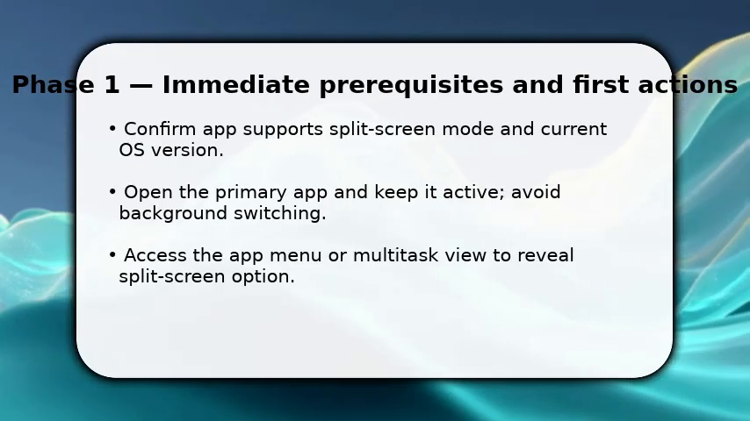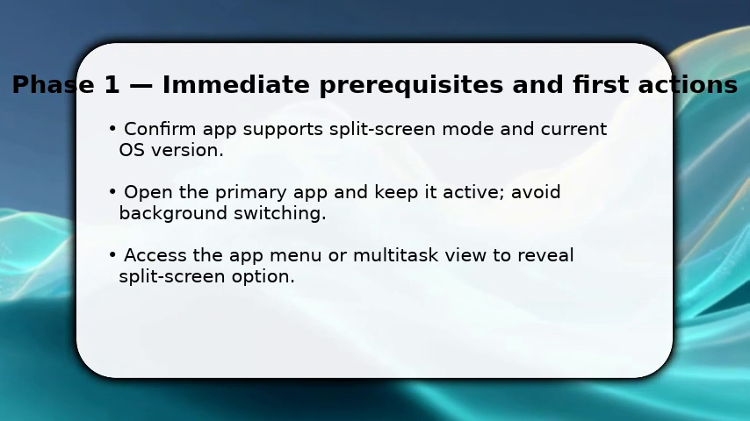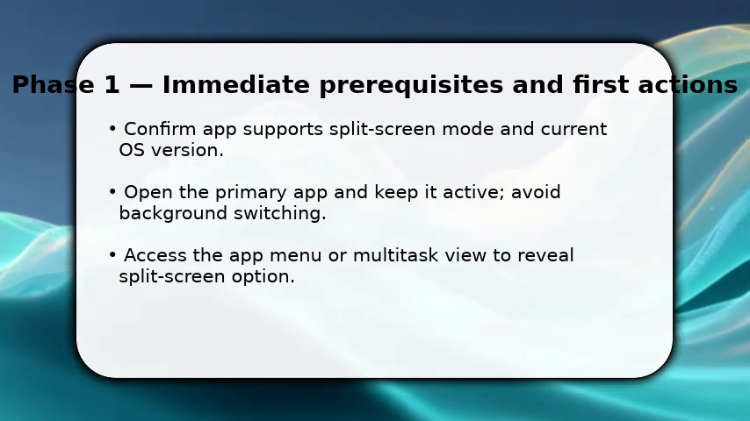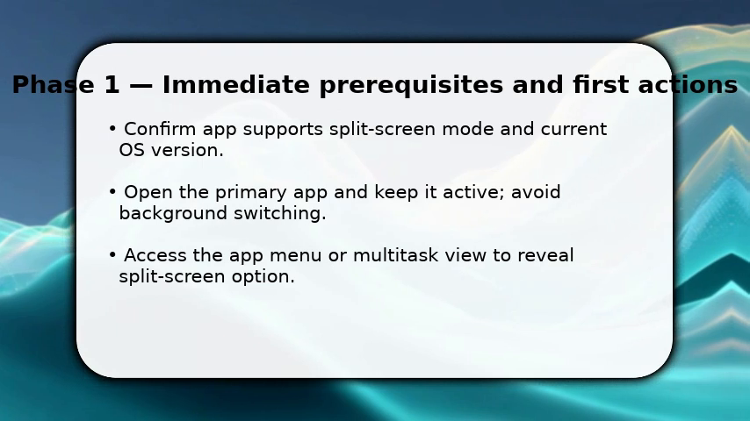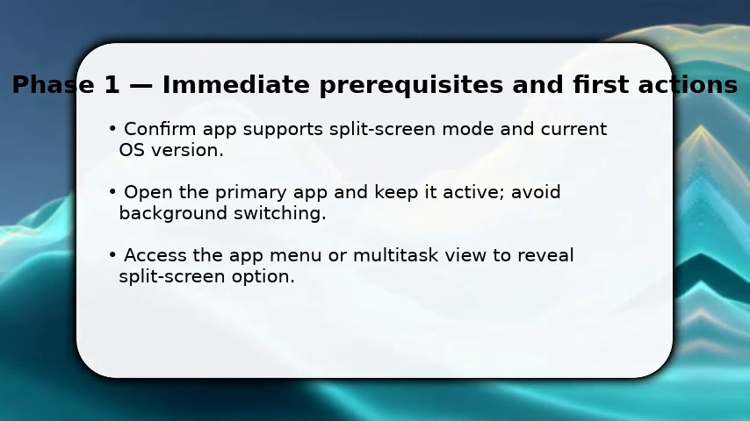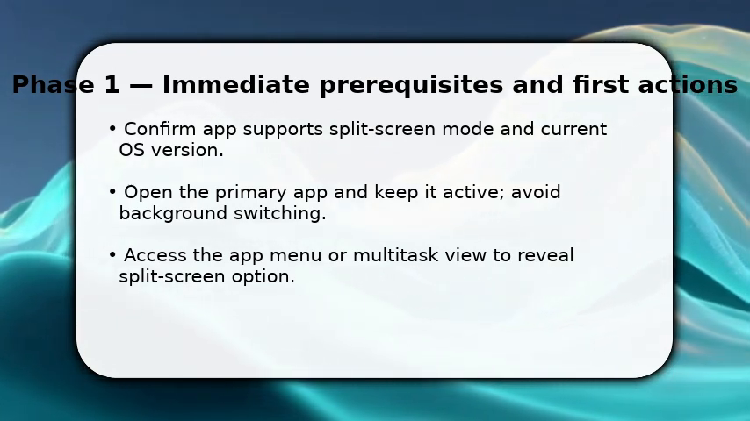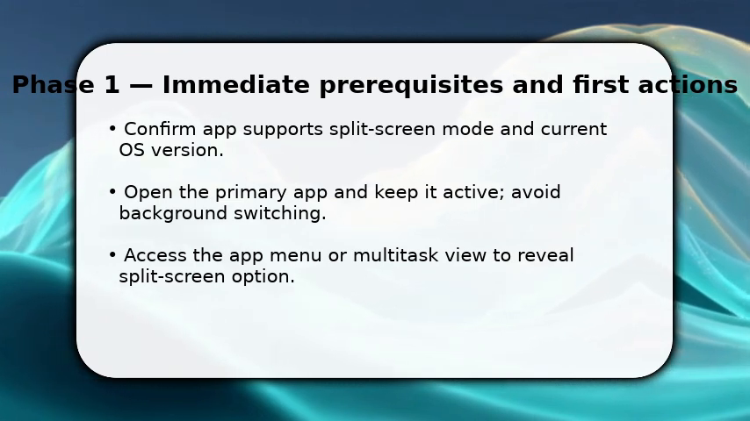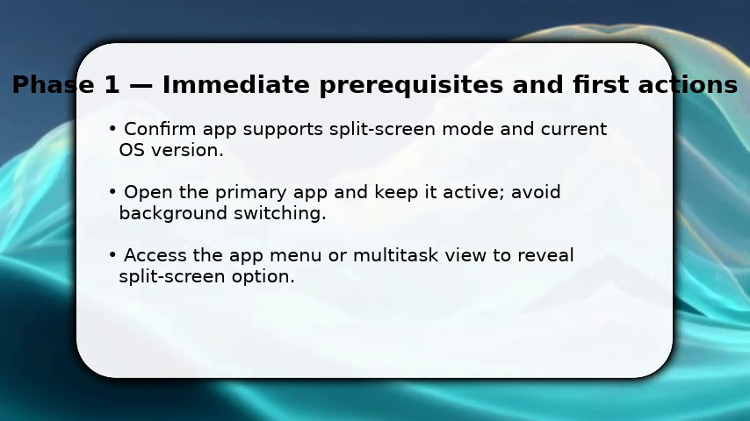You start by confirming the app supports split screen because not every application allows two-pane work. Open the main app you want on the left. Keep it active so the system recognizes it as primary. Once done, invoke the multitask or recent apps view. This step exposes split screen controls.